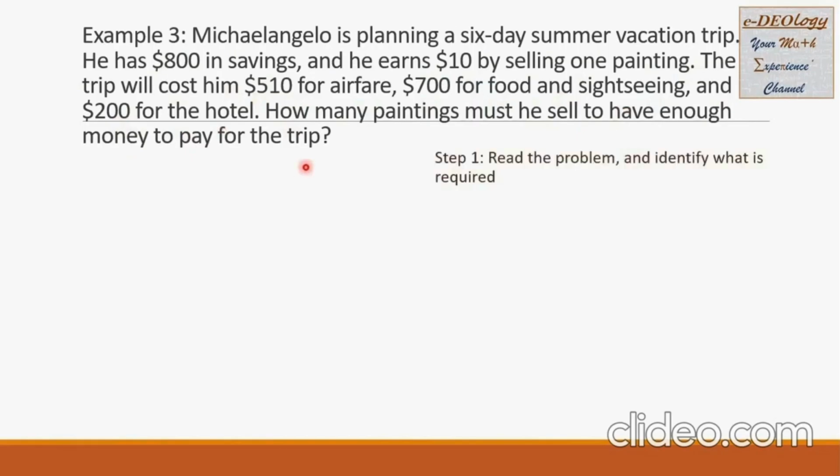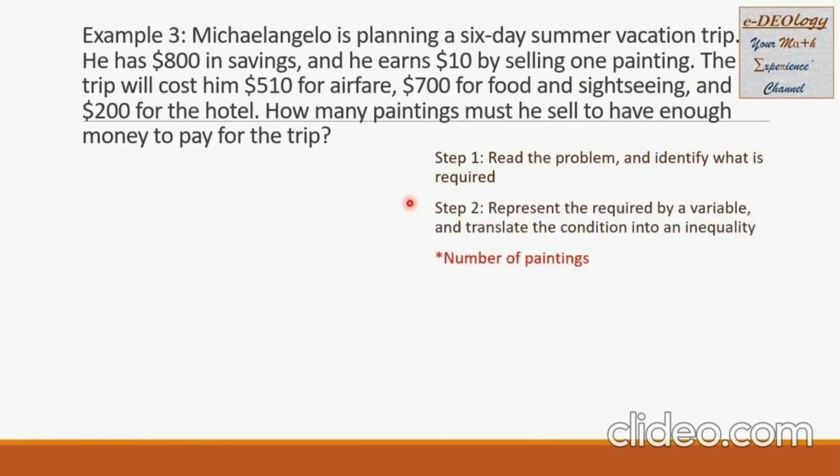We will go for our step 1. Make sure that we understand the problem and identify what is required. So we want to know the number of paintings. Step 2, we will represent the required by a variable and translate the condition into an inequality. We let n be equal to the number of paintings.